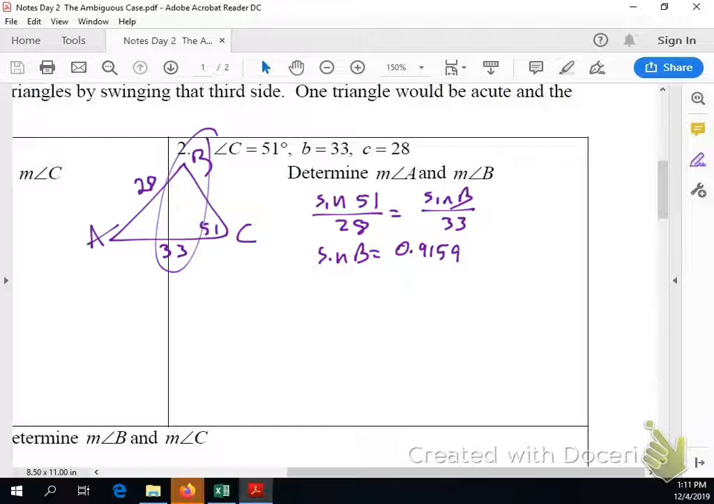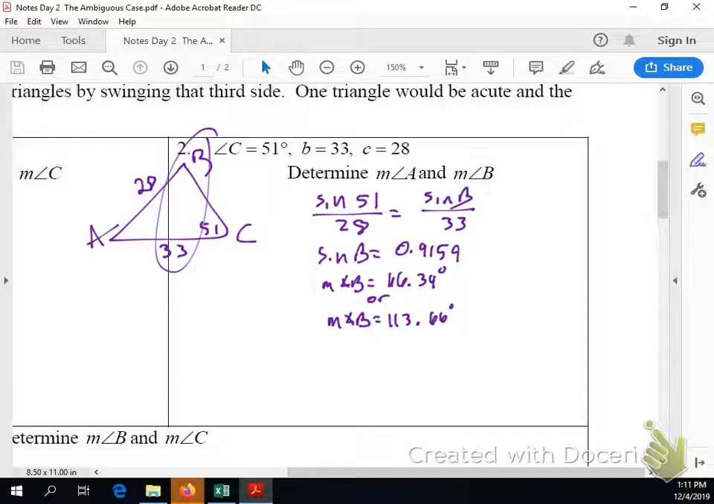And now we know that's not an angle measure, so we have to inverse that to find the measure of angle B, which could be 66.34 degrees. But we also know that there's an angle in quadrant 2 that might also work. So we subtract that from 180, and we find that angle B could also be 113.66 degrees. Which one is it? We don't know. And there's no way for us to know unless we have more information. Okay, so that's the measure of angle B.